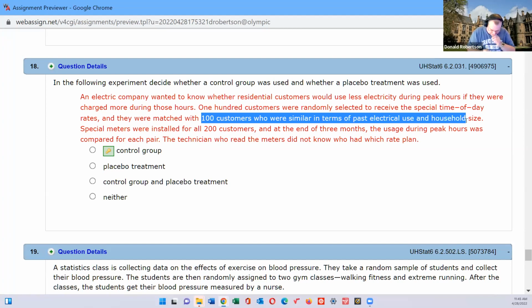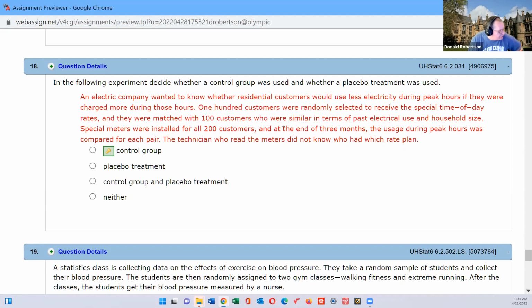So we've got two different groups here. Haven't we got like a matched pair situation? Almost a matched pair at least. We've got two groups. Special meters were installed, and then at the end of the 3 months, they figured out how much was used, compared for each pair, right? So we got compare. Now, this definitely had a control group.